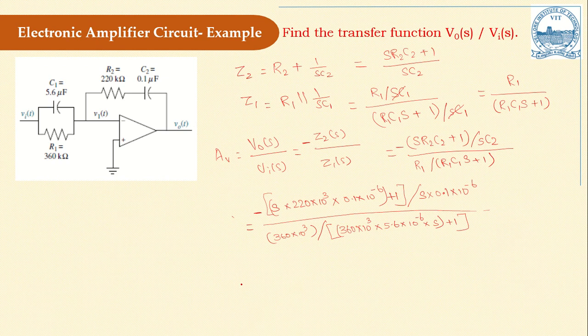It is important. So at last, upon simplification, it is minus 1.232, and in the fraction I have s square plus 45.95s plus 22.55, divided by s. So this is V naught by Vi of s, the required transfer function of the amplifier.